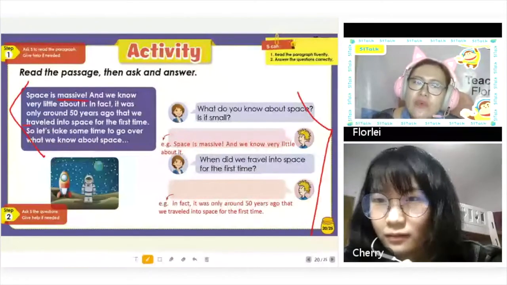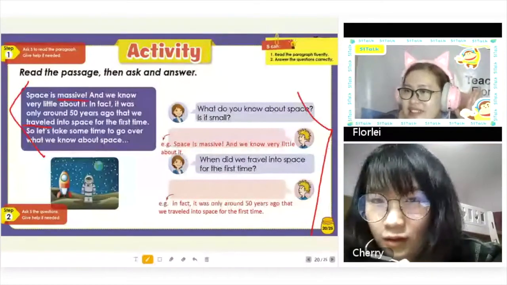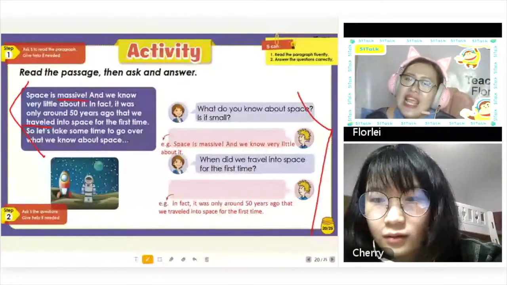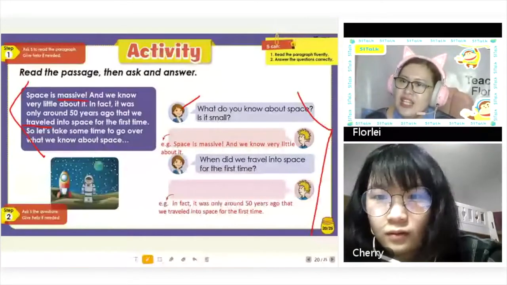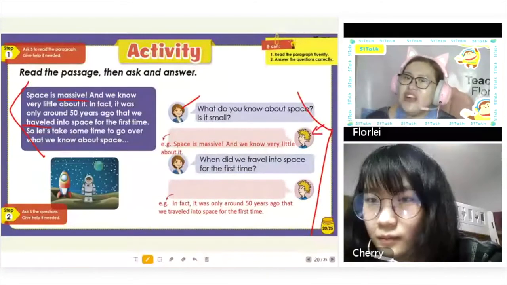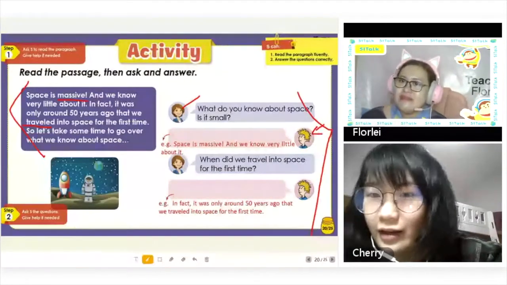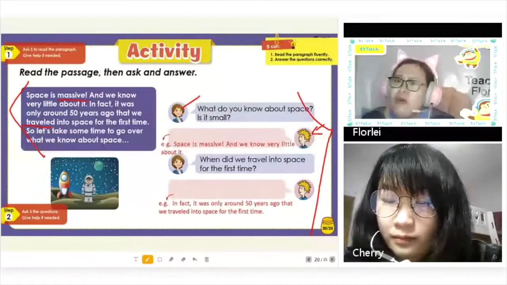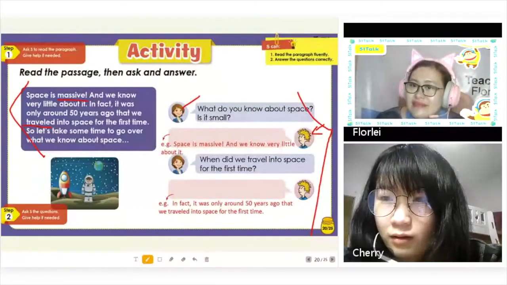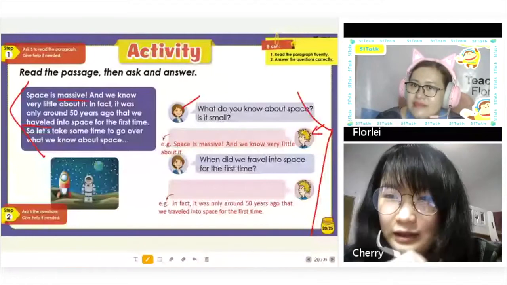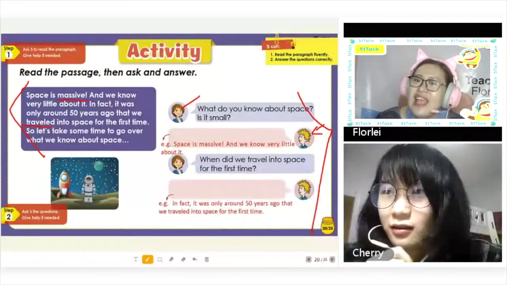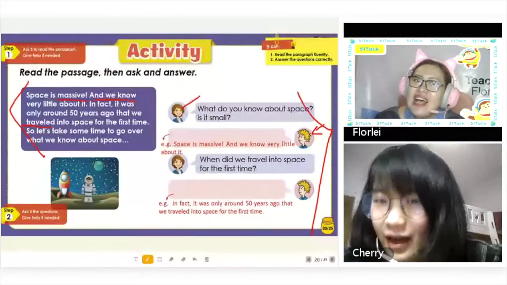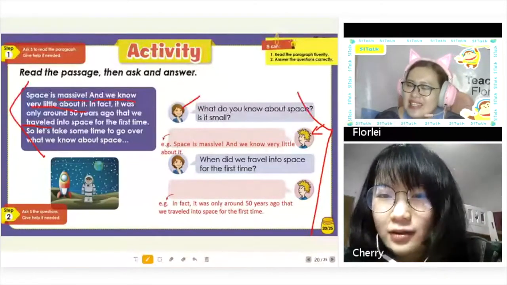Okay, let's repeat the word traveled. Traveled. Okay, awesome. I will be the teacher, and you will be the student. Are you ready? Okay, I'm ready. What do you know about space? Is it small? No, the space is massive. It's very big. And we know very little about it.